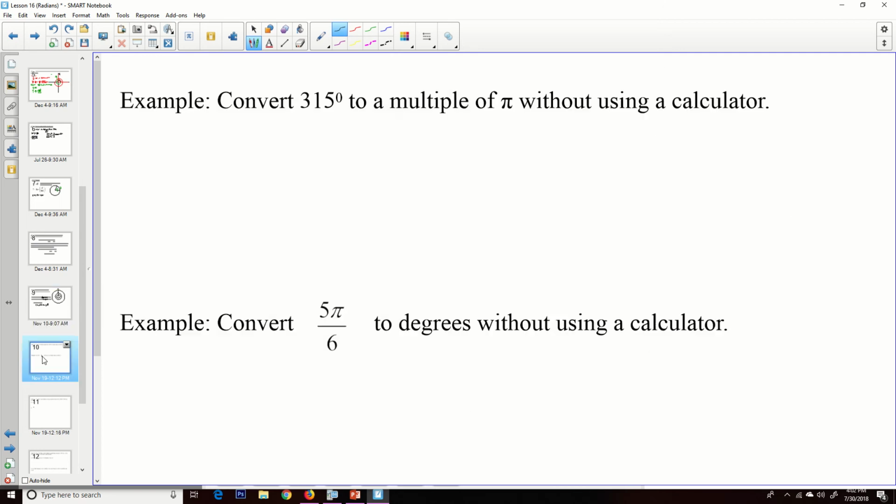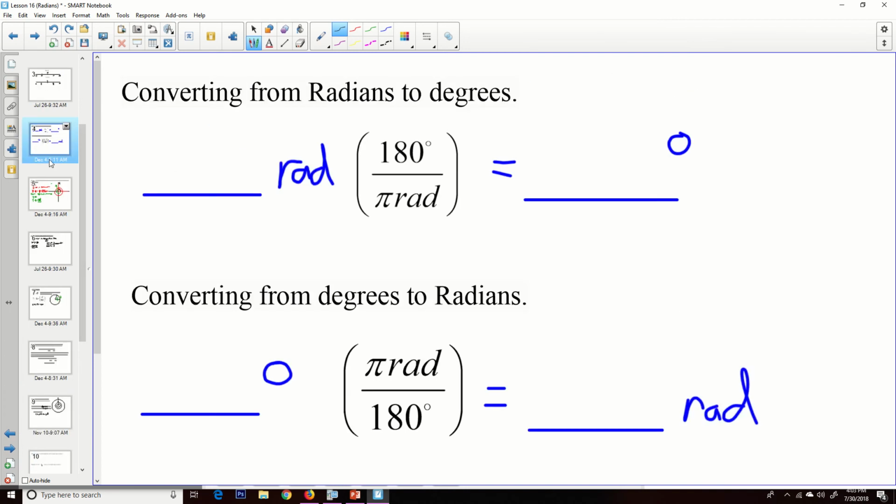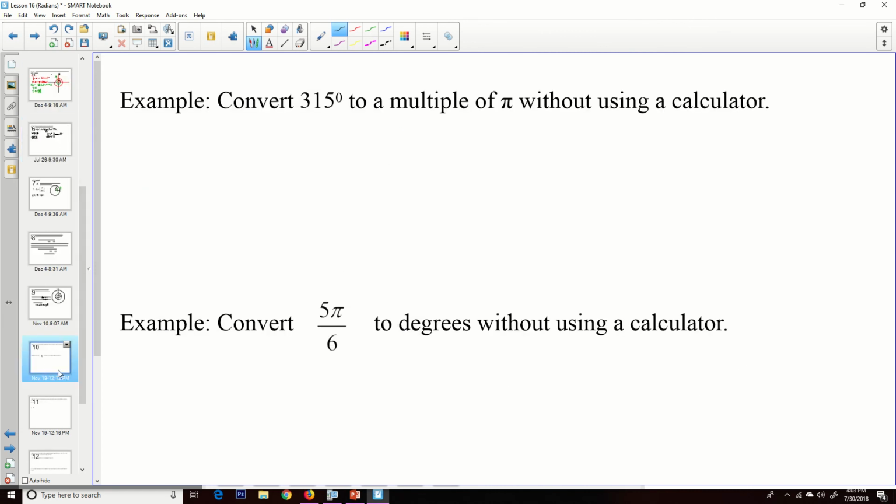Okay, it's good. Let's talk about some examples here. Convert 315 degrees to a multiple of pi without using a calculator. We can do that. If you go back to this slide right here, we have our conversion factors, so you can look those up. And so if I have 315, what we're going to do is just multiply that by pi over 180. And we're not supposed to use a calculator, so we're going to do some reducing.